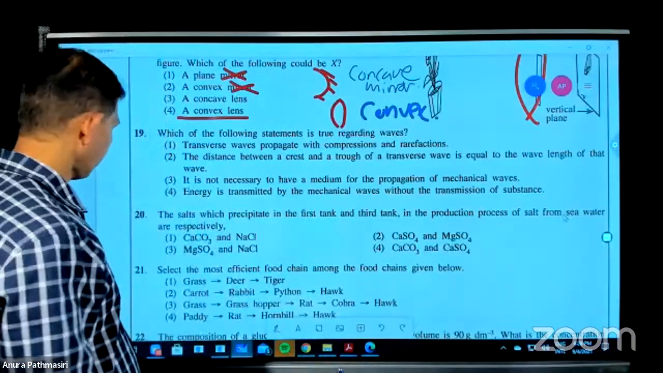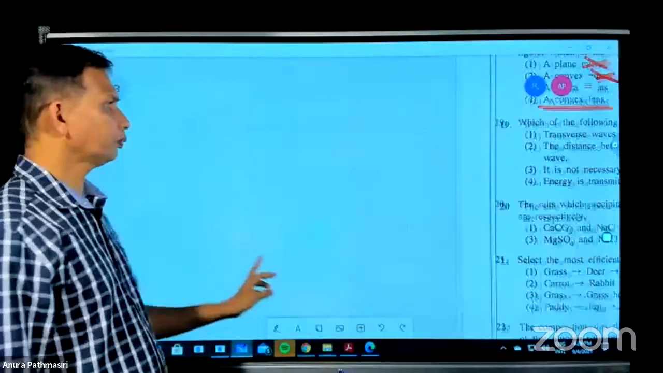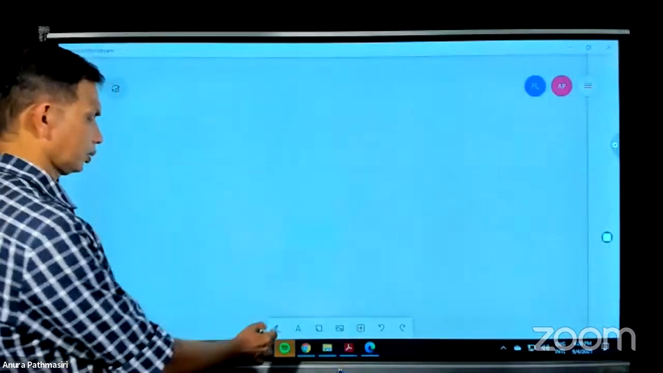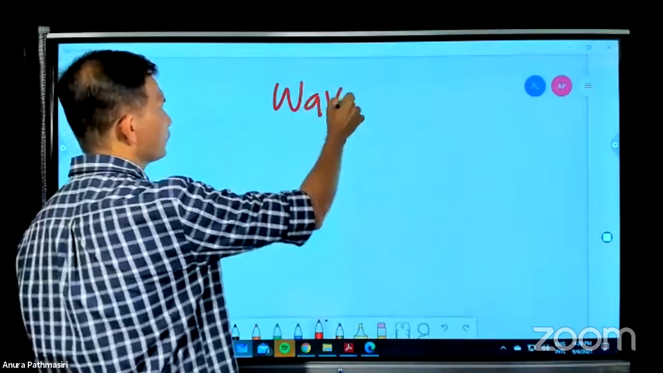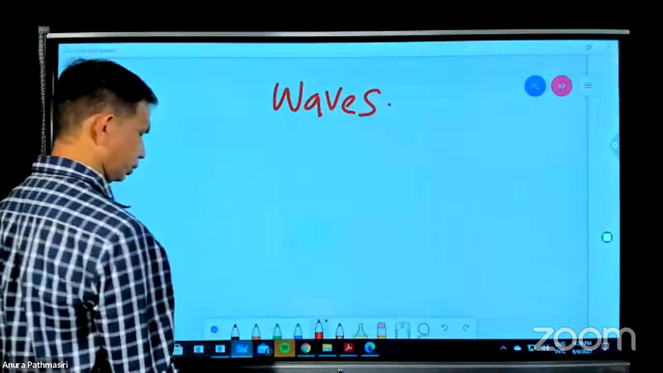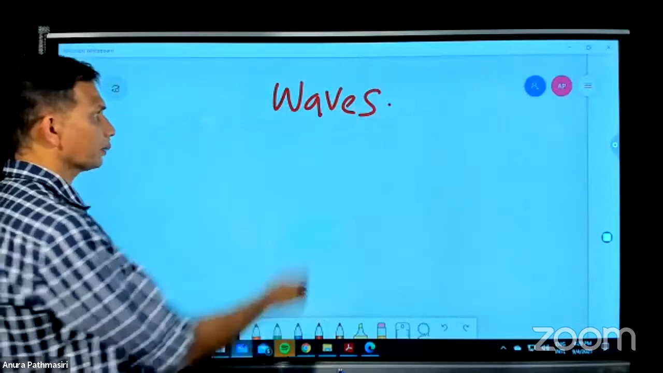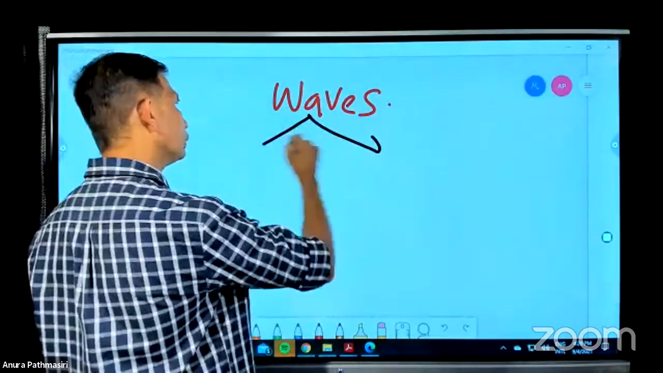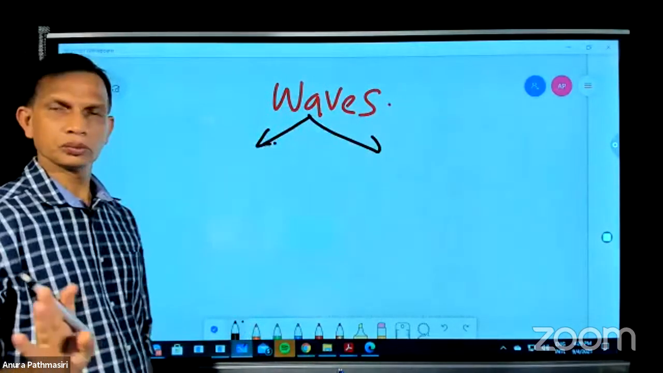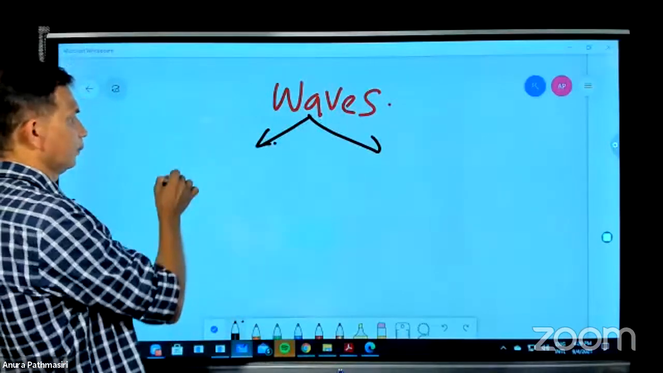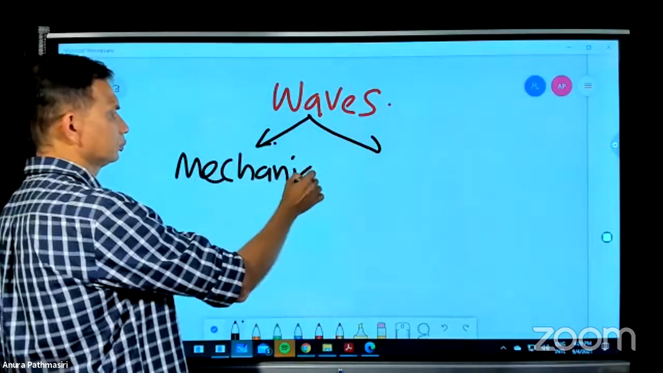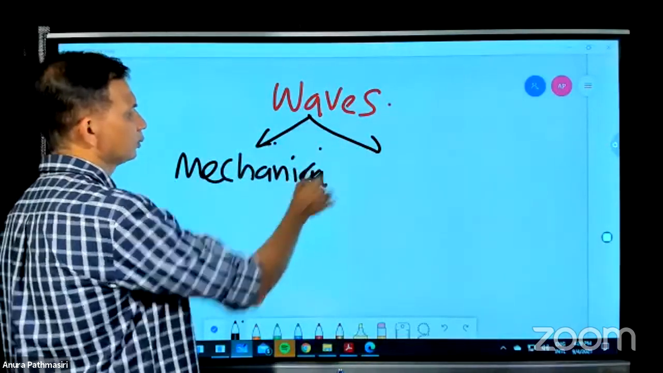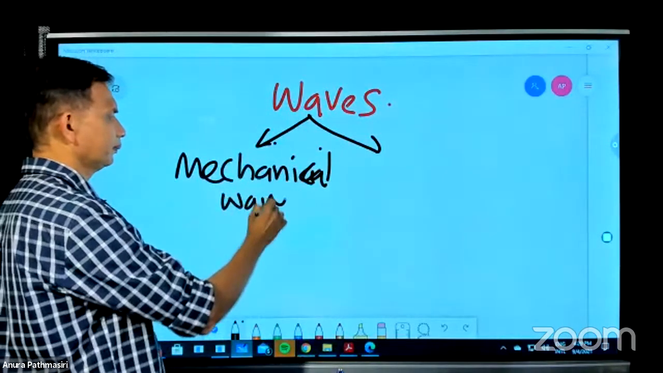Well, when we think of waves, there are two types of waves. Who can remember them? One, mechanical wave. I admit that. Mechanical wave. What about the other one?